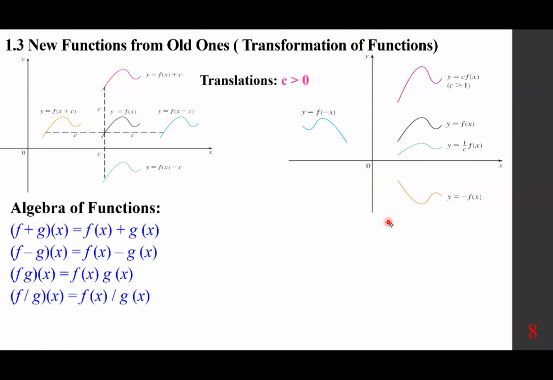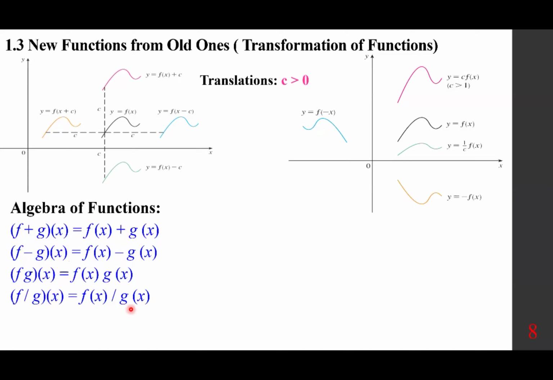Algebra of functions: the sum function, the difference function, the product function, the quotient function. F plus g of x is f of x plus g of x. F minus g of x is f of x minus g of x. F times g of x is f of x times g of x. F over g of x is f of x over g of x. Needless to say, as always, class, the denominator can't be 0.